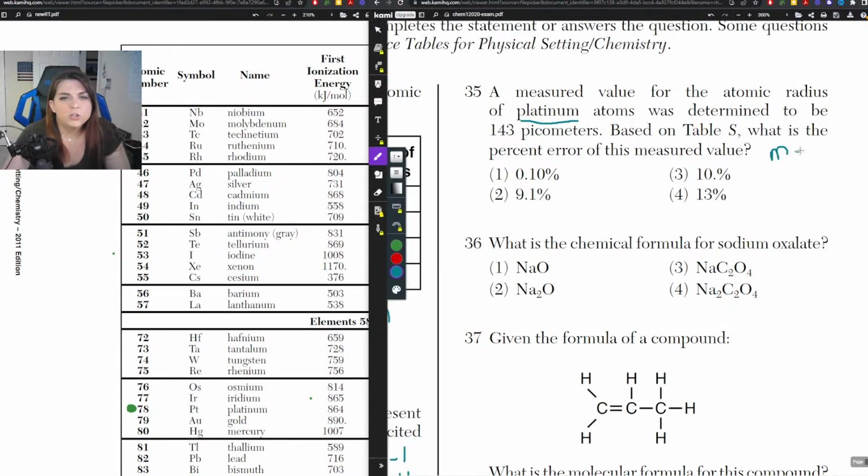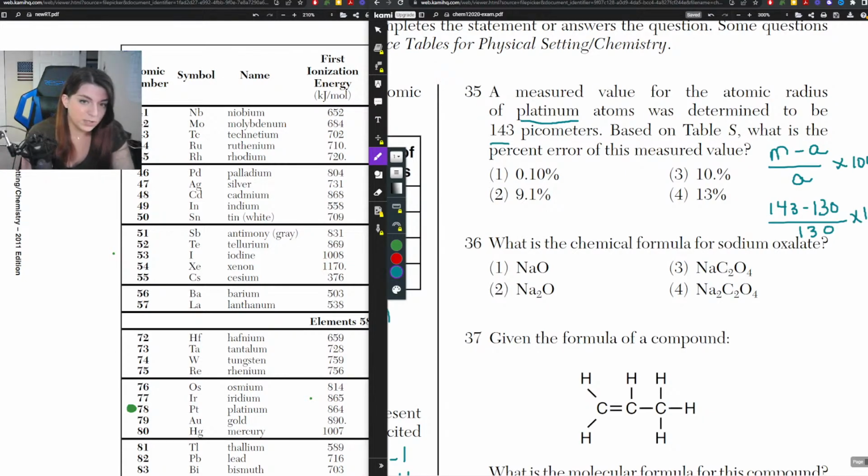We're doing measured minus accepted, divided by accepted, times 100. The measured value was 143. The accepted value is the one that comes from Table S. That's the one that the scientists say, hey, that's the answer. And then we'll just multiply that by 100. So really the important thing there is getting the accepted value in the denominator. 13 over 130 is 0.1, times 100 is 10%.